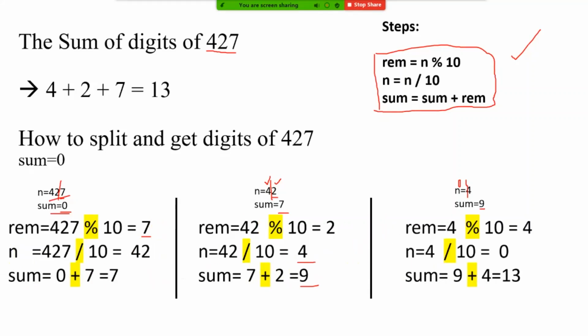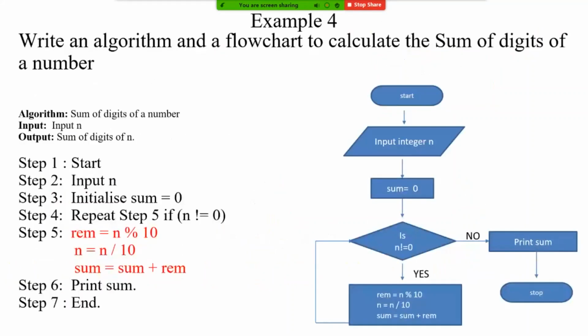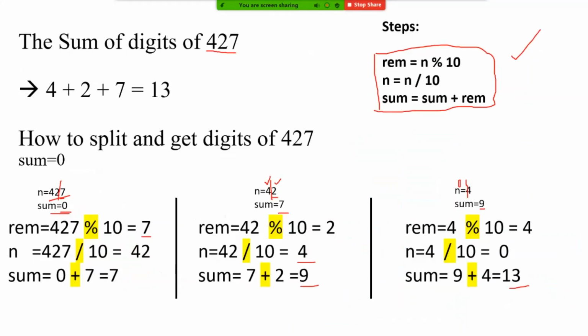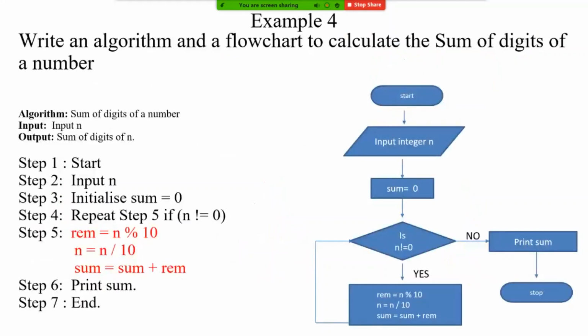So now we found the sum as 13. Okay. So this is how we find the sum of the digits. Hope it is clear. Now it is very simple. We are going to write an algorithm and draw a flow chart.